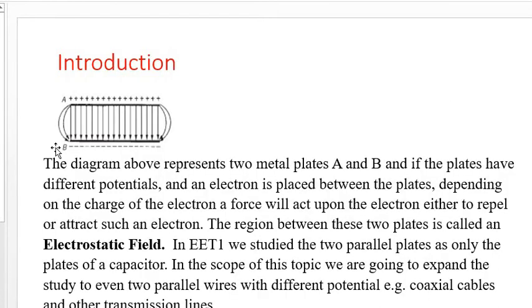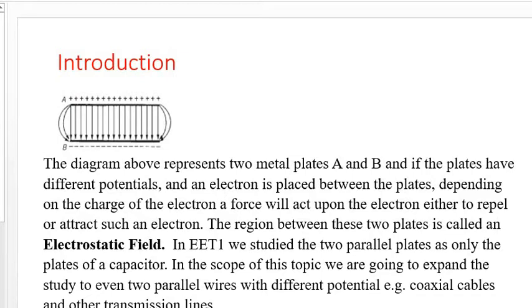So in our introduction, on that picture there we've got plate A and plate B, plate A being positively charged and plate B being negatively charged. So those plates have got different potentials and the field between is also known as the electrostatic field or the electric field.